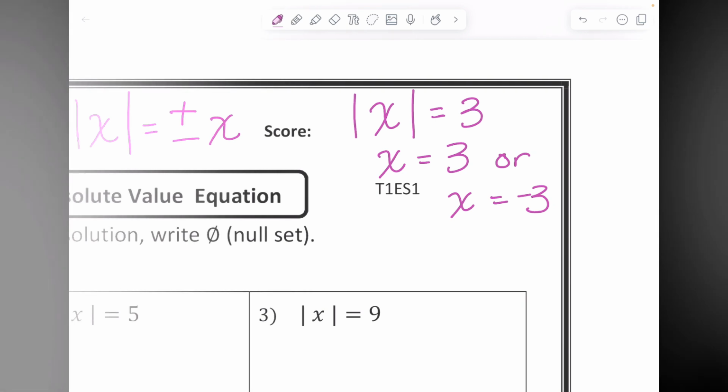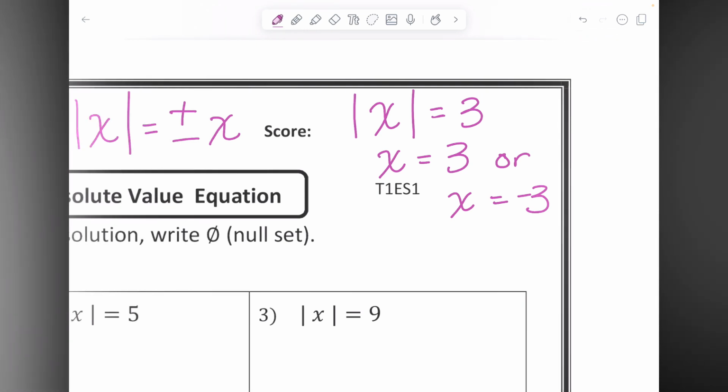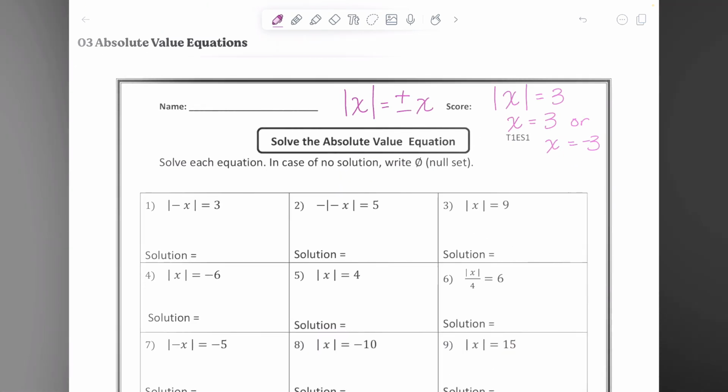And that should make a little bit of sense, because when you take the absolute value of something, it doesn't matter if it was positive or negative, the final answer is going to be a positive answer because it's the distance of that number from 0.